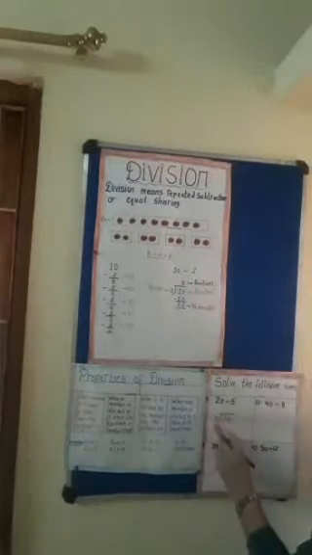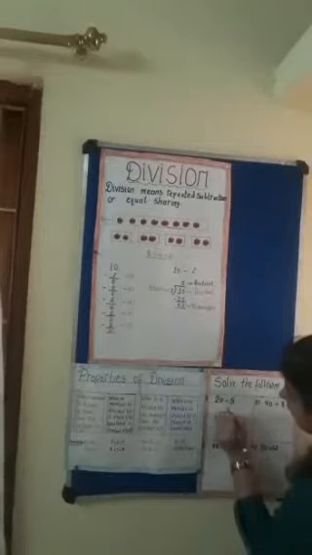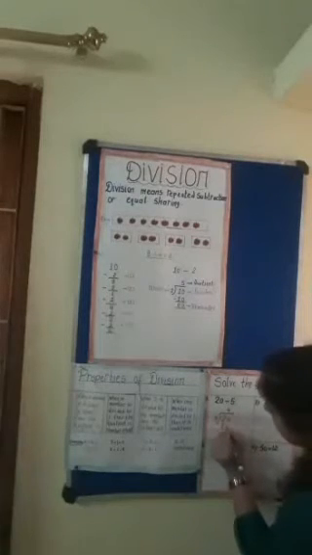We will write here 20. We will write 5 outside here. Now say the table of 5. 5 1 ja 5, 5 2 ja 10, 5 3 ja 15, 5 4 ja 20. So we will write 4 on top and 20 here. Now 20 minus 20 is 0. So here quotient is 4 and remainder is 0.